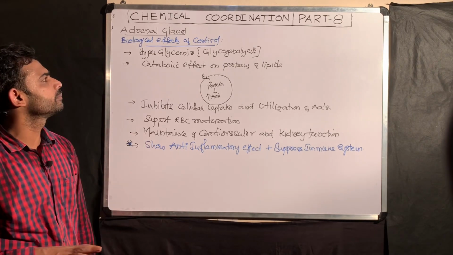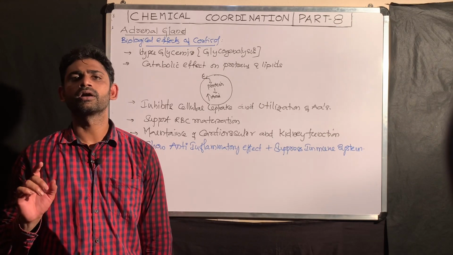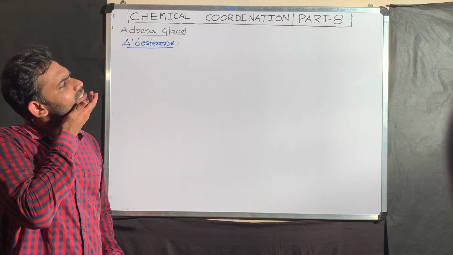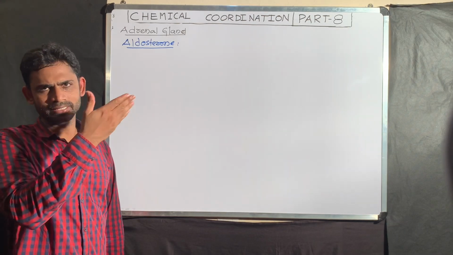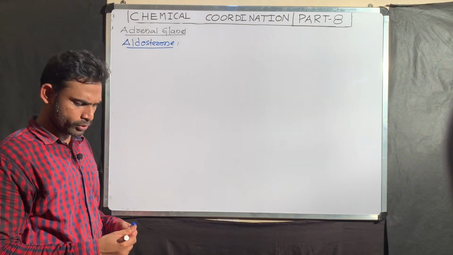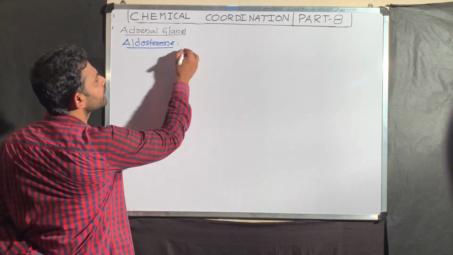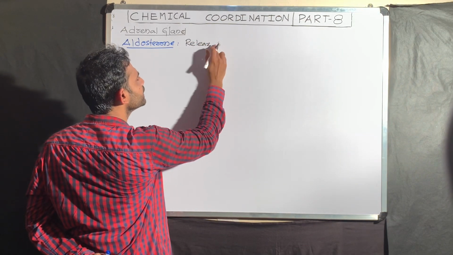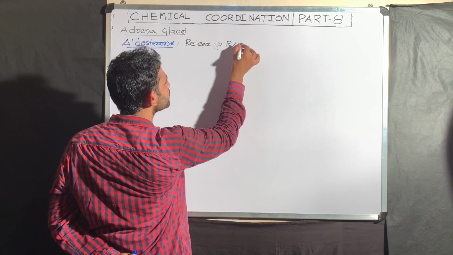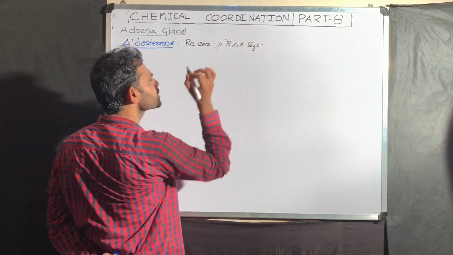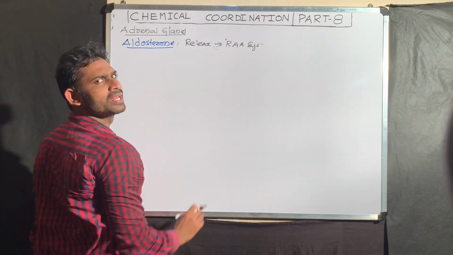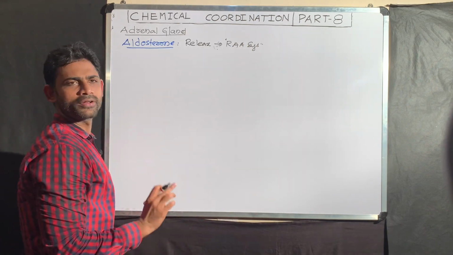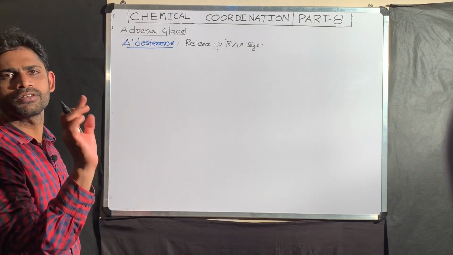These are some of the biological effects of cortisol. Now I am going to tell about aldosterone. This is important. Even this concept is there in excretion also. Now I am going to start aldosterone. The release of aldosterone is under the RAA system. R for renin, A for angiotensin, A for aldosterone: the renin, angiotensin, aldosterone system.